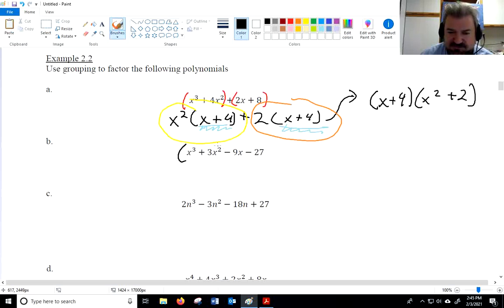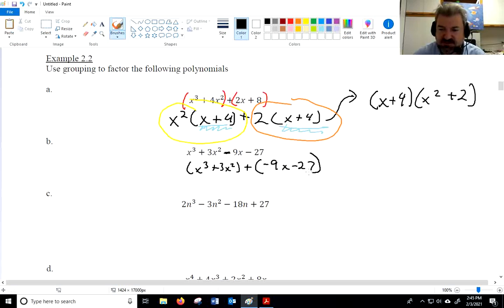Let's group the first 2 terms. But this one's got a little subtlety. See how it's got this minus here? I need to be really careful as I do that. So typically what I do is I make this plus, and then in parentheses I put negative 9x minus 27. So you need to realize that that's plus a negative when it says minus.